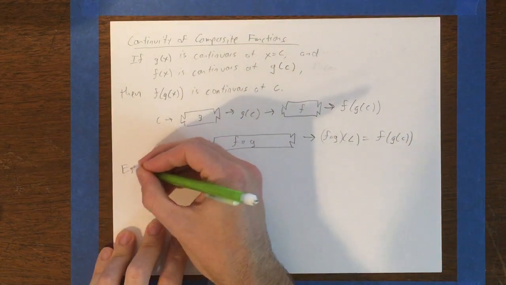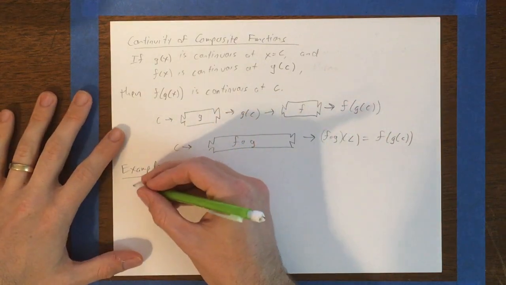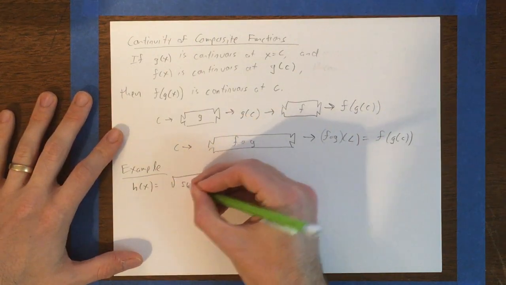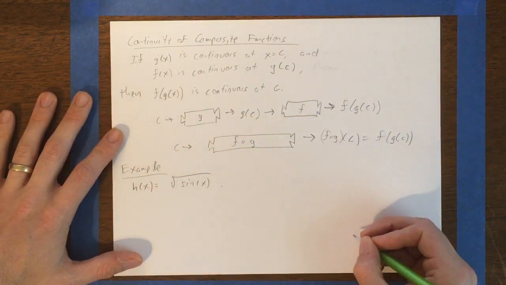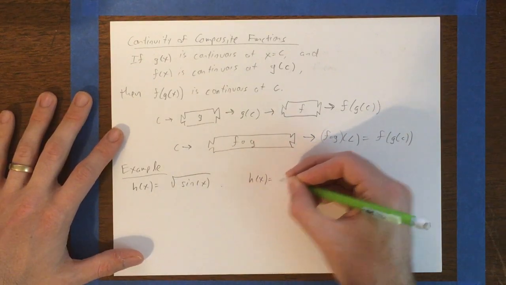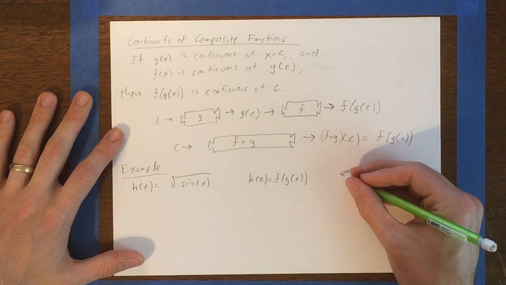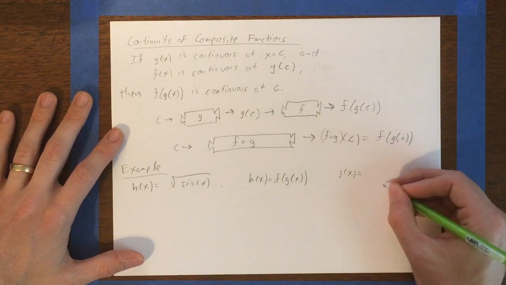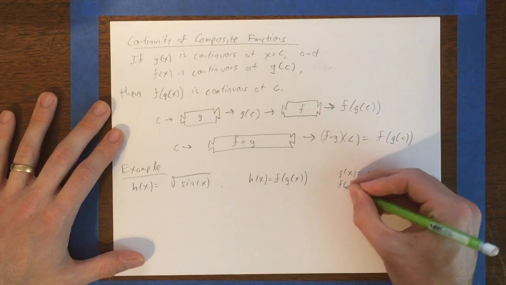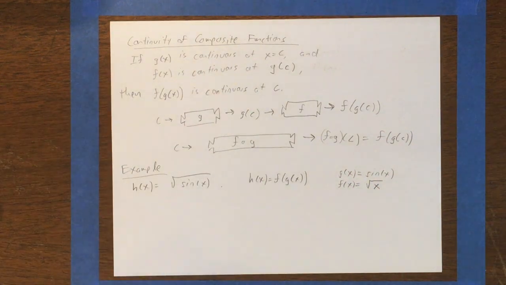Let's do an example. Let's look at h of x equals the square root of sine of x. In this case, h is f of g of x, and our g of x is the inner function, sine, and our f of x, the outer function, is the square root. So I can write that as square root of x.